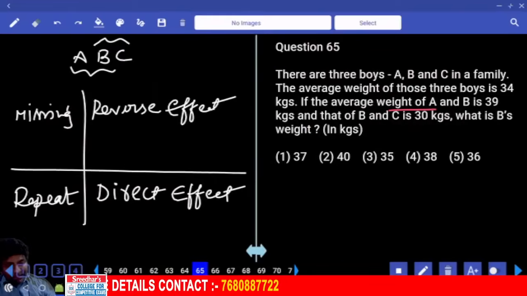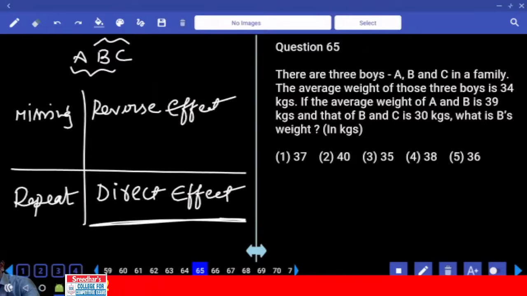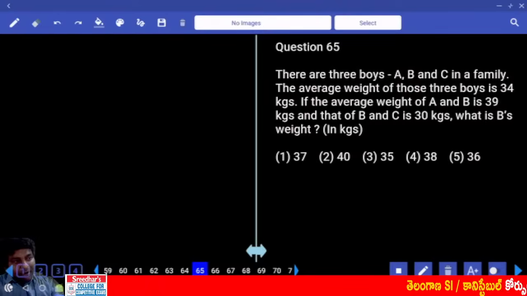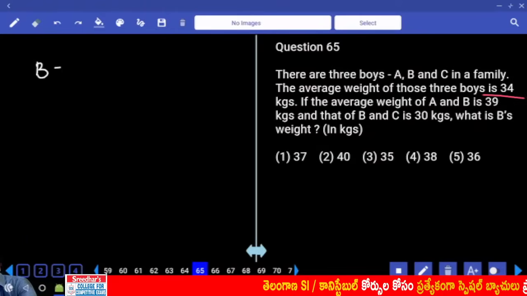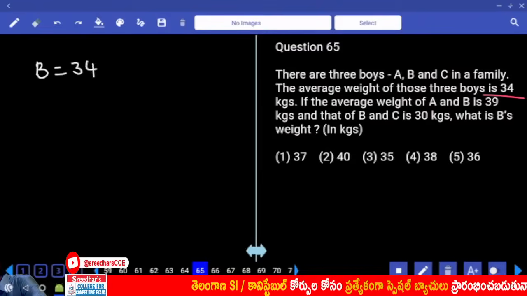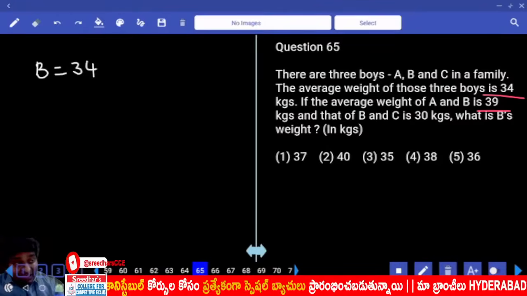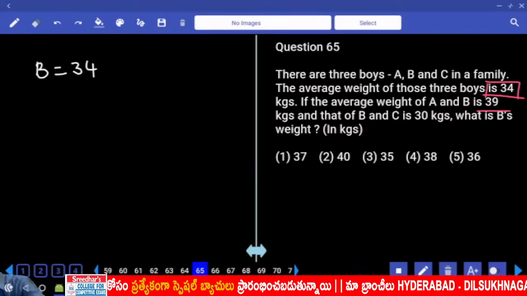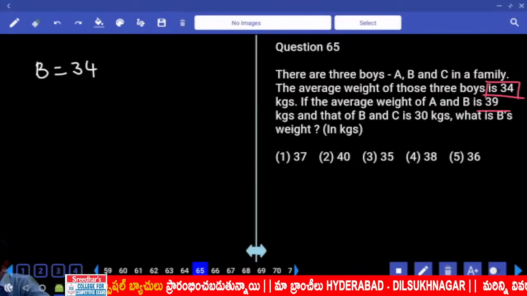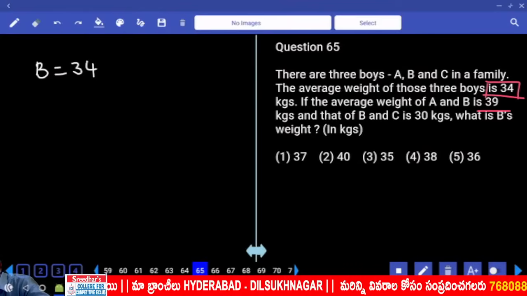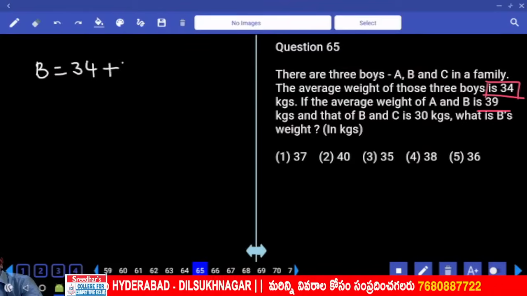So now in this concept, is this number missing case or number repeat case? If it is repeat case, which effect do we use? Direct effect. Now let's see. Average of all 3 ABC is given as 34. Equality concept, I am starting B is also 34. AB average is 39. With respect to actual average, is 39 more or less? How much? How many numbers are there? AB, 2 numbers are there. Each number is 5 more. 2 numbers together. Direct effect plus 10.